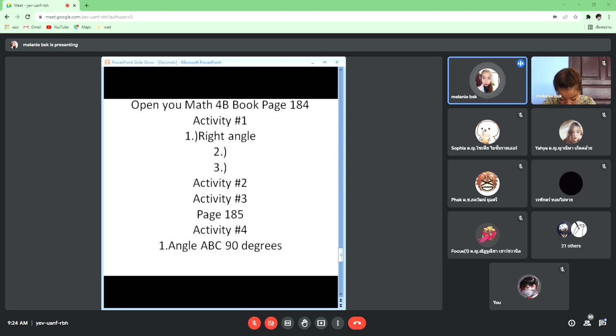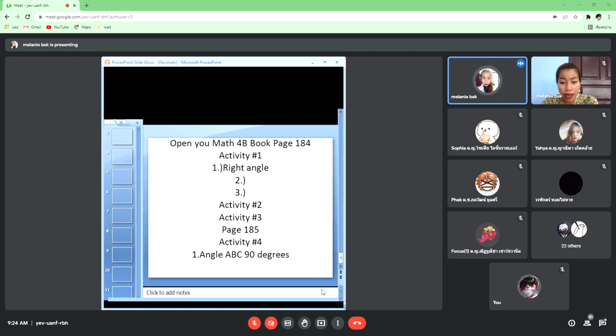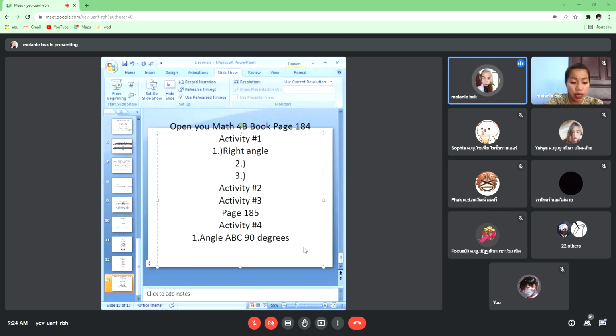Okay, so for number 5 and number 6, it says here for number 5, construct an obtuse angle G with arms GM and GT. So you're going to make an angle for number 5 and number 6. You move on with activity number 5. Activity number 5 and number 6.